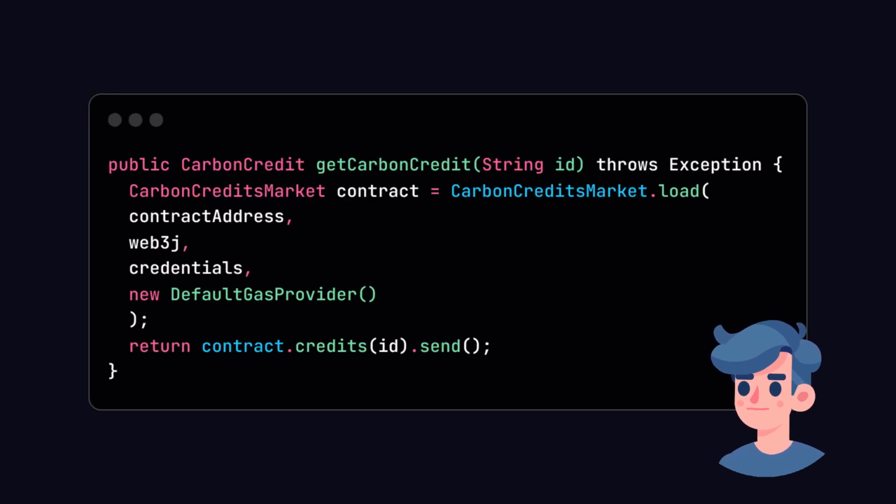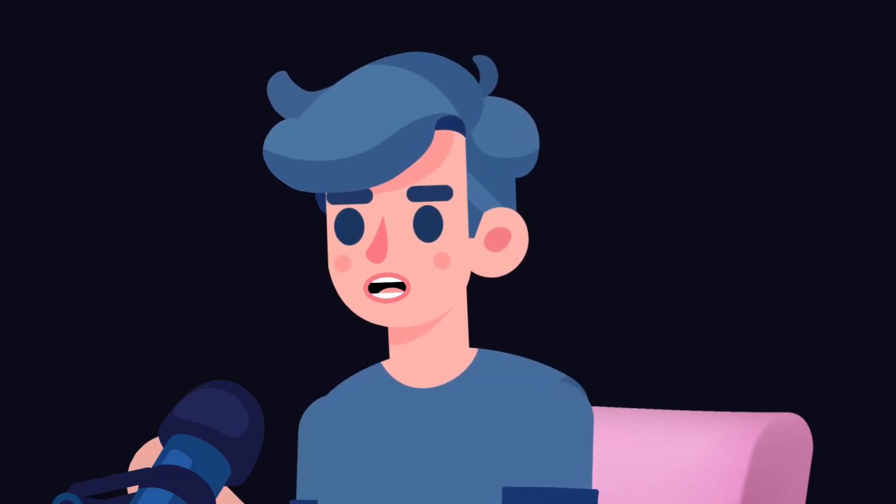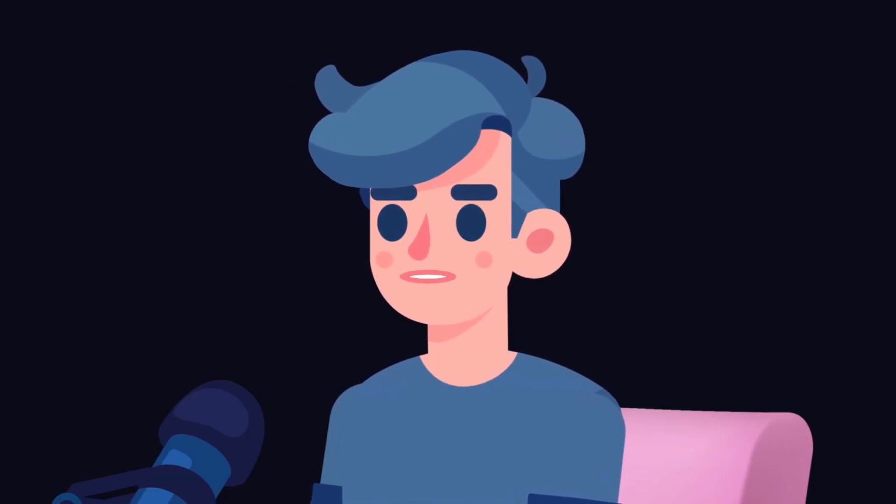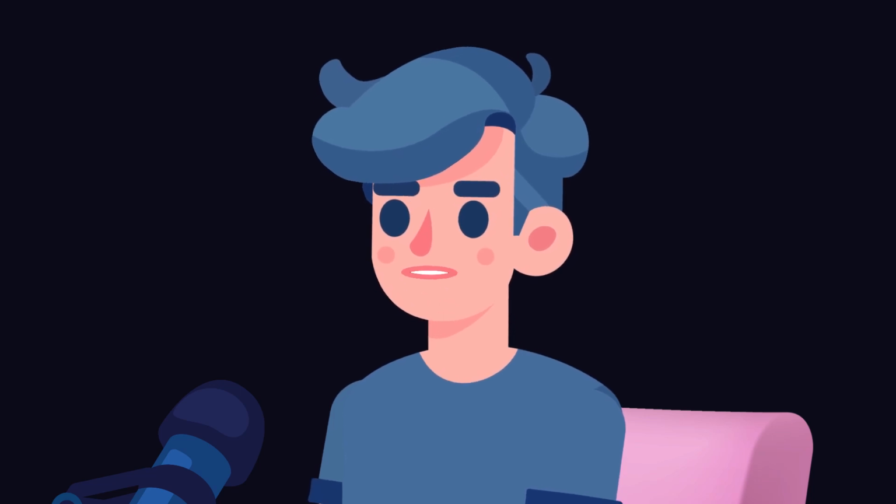In this method, we're able to call the transfer function of our deployed contract to update the owner of the carbon credit. Next, we will implement a function to query the details of a carbon credit. With this method, we can retrieve a carbon credit's details from the blockchain by calling the appropriate mapping and returning it as a CarbonCredit object.